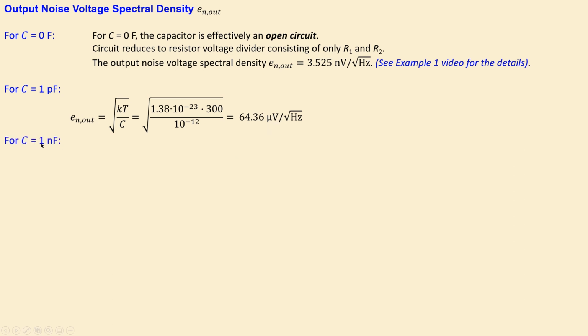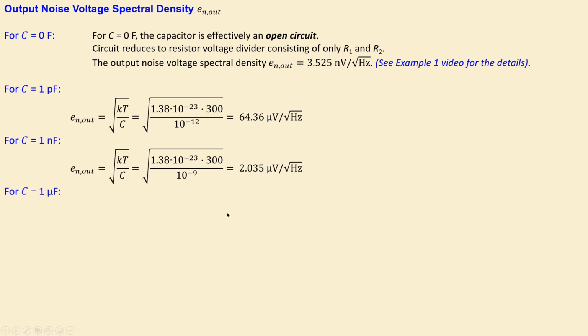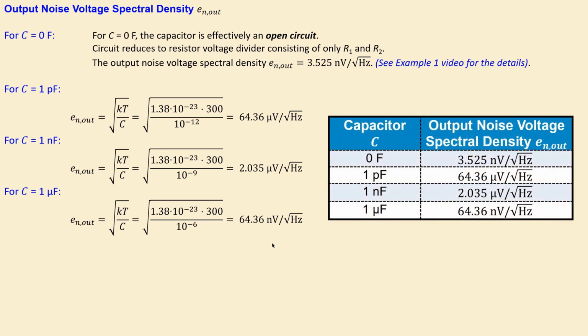Similarly, for 1 nanofarad, I will have 2.035 microvolts per root hertz, and in similar form I did it for 1 microfarad, so 1 pico, 1 nano, 1 micro. That will now be in nanovolts, so 64.36 nanovolts per root hertz. Now, if I combine these results for 0 farads, 1 pico, 1 nano, 1 micro, I will have these results.